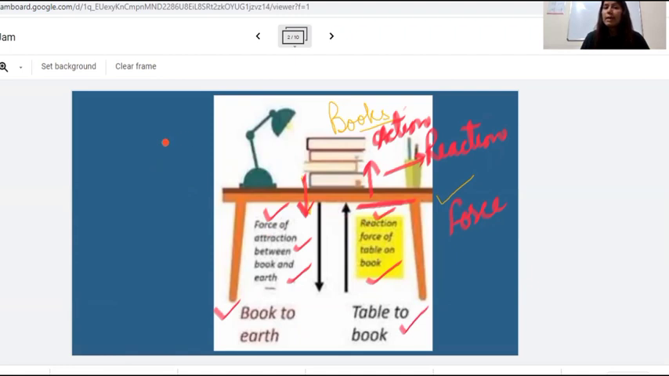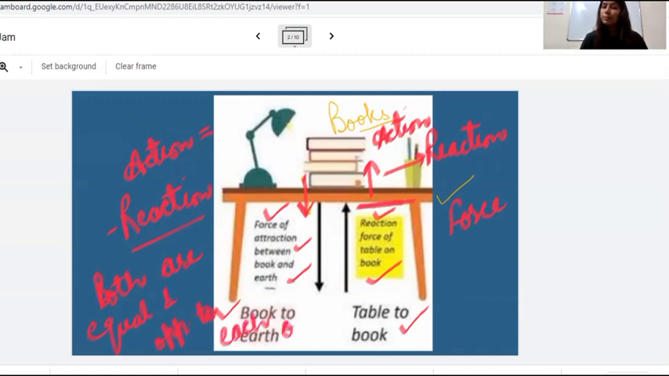So we can say that the action is applied by the book, whereas in turn the reaction is applied by the table, but in the opposite direction. That's why we can say that action and reaction are both equal and opposite to each other. This is the main reason why these books are kept on the table properly. I hope I have made you understand from this image. Now come to the next image.